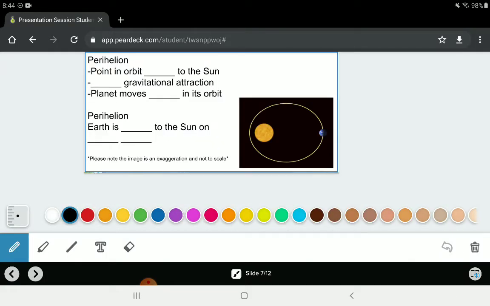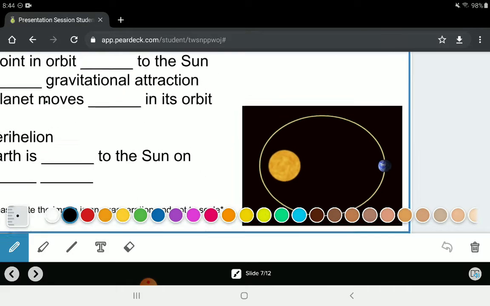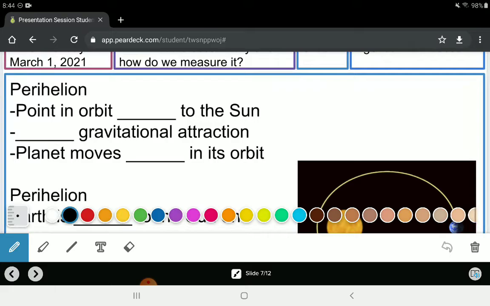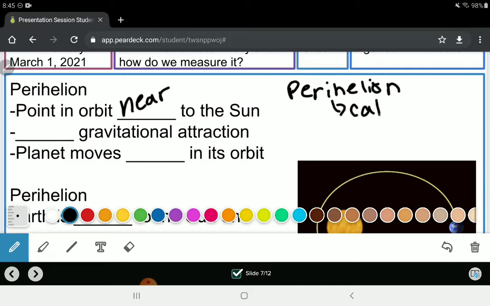So a couple phases you need to know in the Earth's orbit. This first one is the perihelion. And this is the point in the orbit where the Earth is closest to the sun. When I think of perihelion, I think of my cats. Because cats purr, and my cats always want to be close to me. They're very needy. So perihelion, think purr, think close to me.